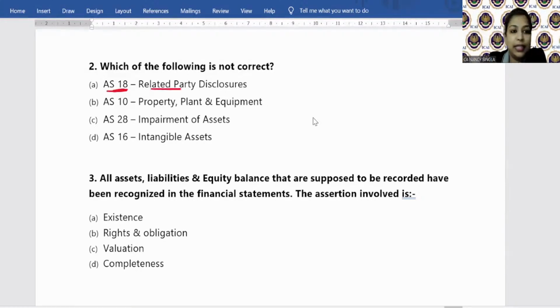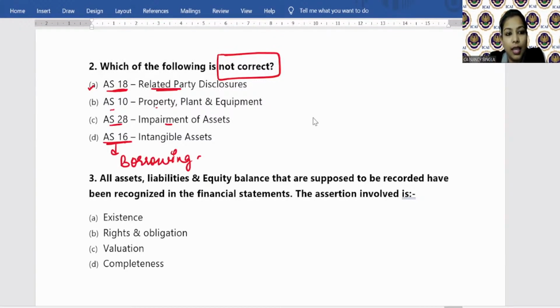So AS18 is for related party, which is correct. So which of the following is not correct? है ना? So AS10 is PP, AS28 is impairment, but AS16 is relating to what? Borrowing cost. And your intangible asset is what? AS26. So the option is D. Which of the following is not correct?